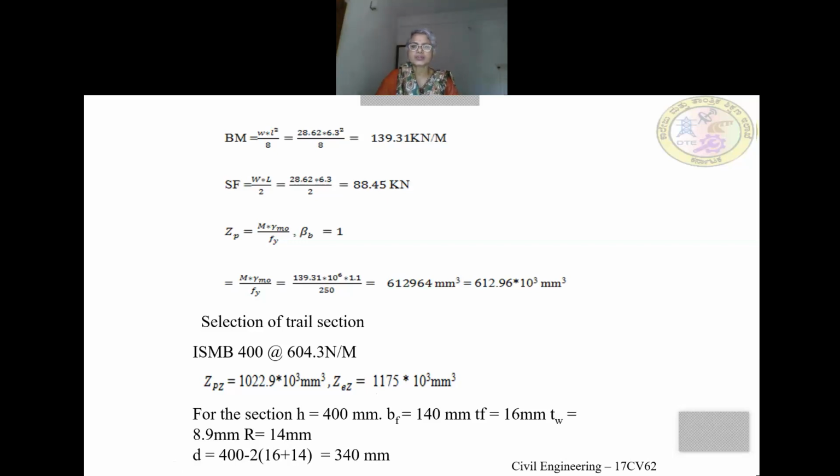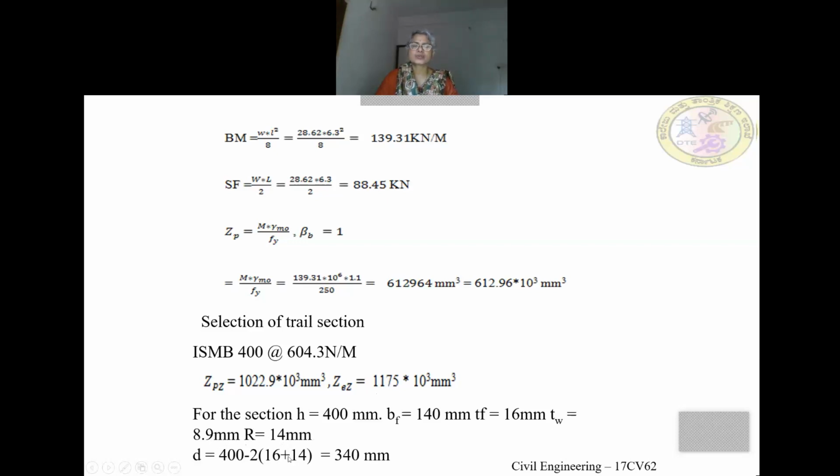the beta value. So this will be 1175 into 10 to the power of 3 millimeter cube. Then also note down the properties of this particular section. Depth of the section is 400, width of the flange is 140, thickness of the flange TF is 16 mm, thickness of the web is 8.9 mm, and R is 14 mm.